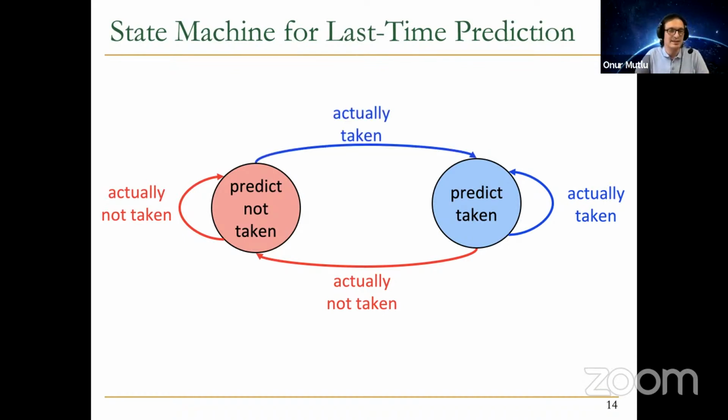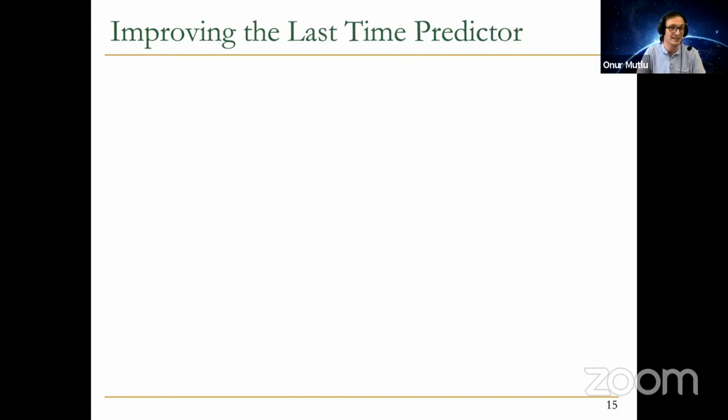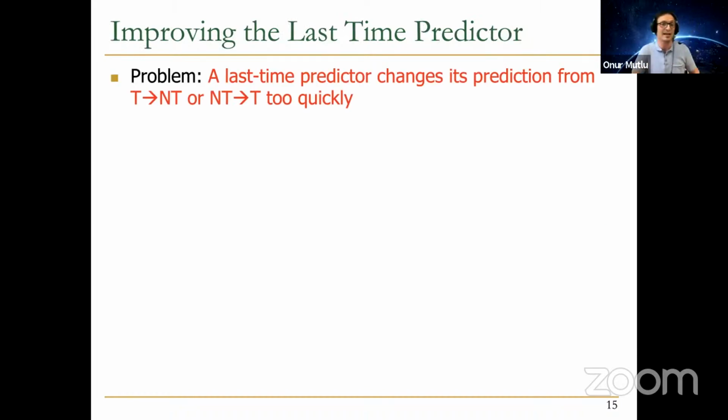Basically, the downside of this predictor is it changes its mind quickly. It just basically does exactly what the last instance does without looking at a longer history of what happened in the last few instances, let's say. And we're going to incorporate that longer history in the next predictor that we're going to build. And that's the idea we're going to look at right now.